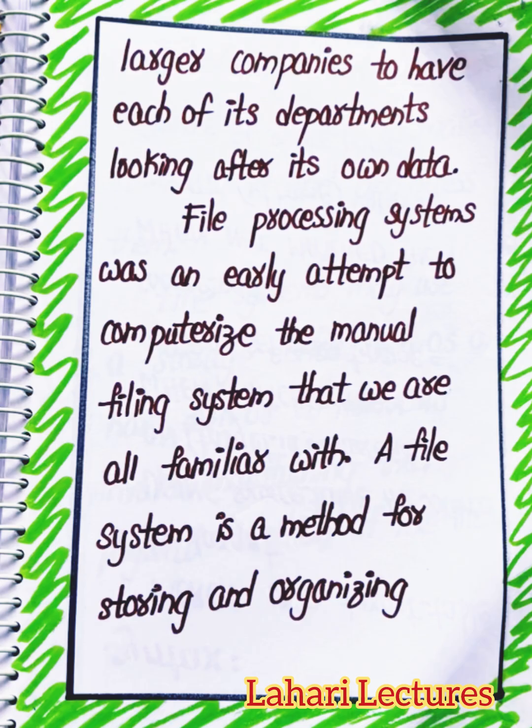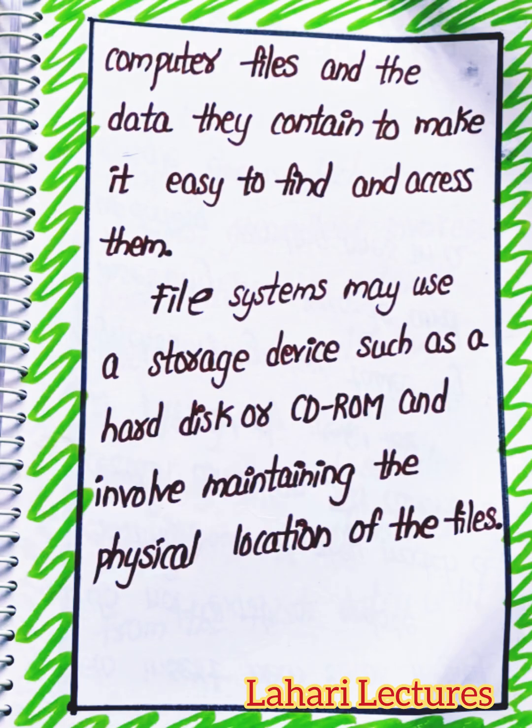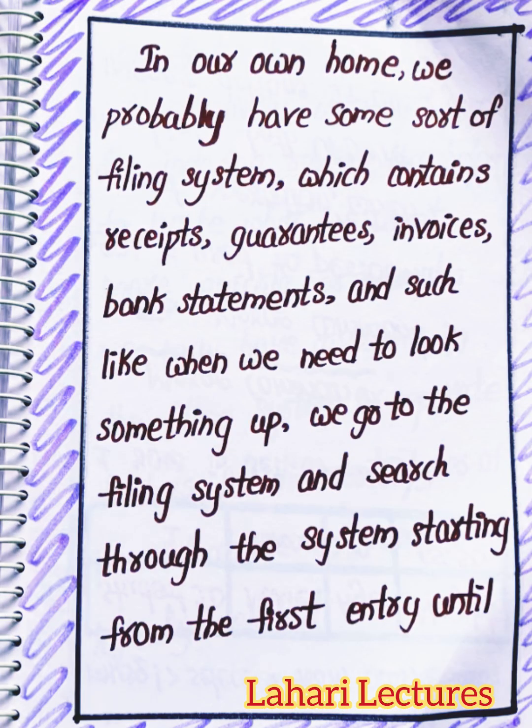A file system is a method for storing and organizing computer files and the data they contain to make it easy to find and access them. File systems may use a storage device such as a hard disk or CD-ROM and involve maintaining the physical location of the files. In our own home, we probably have some sort of filing system which contains receipts, guarantees, invoices, bank statements and such like.